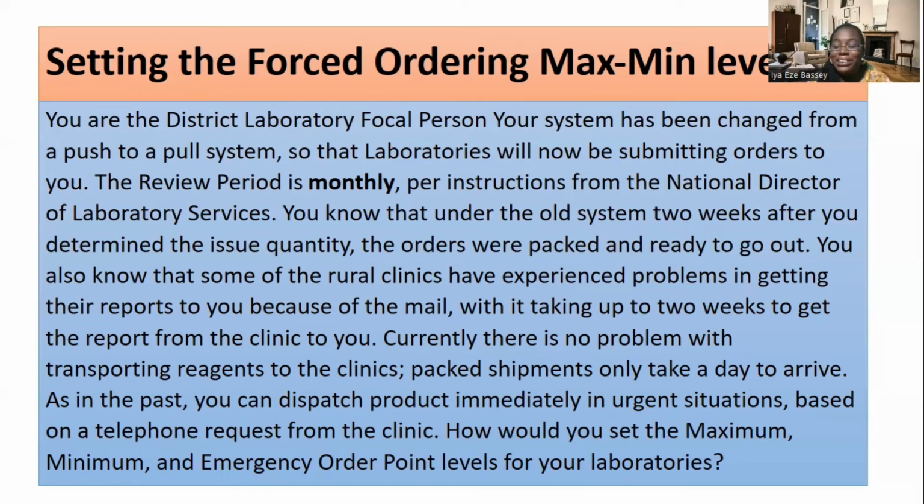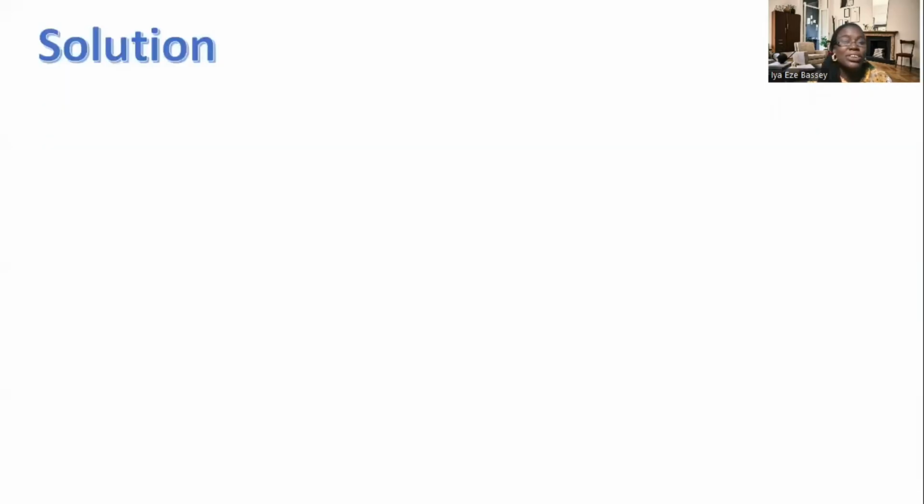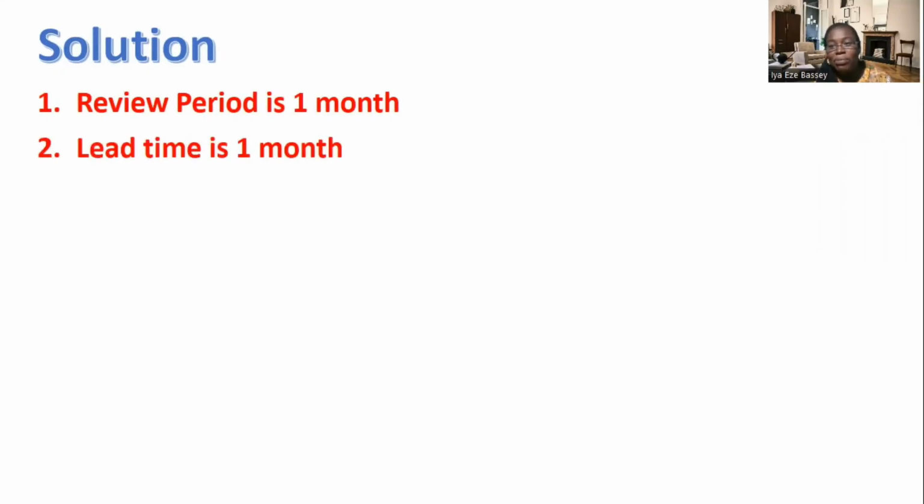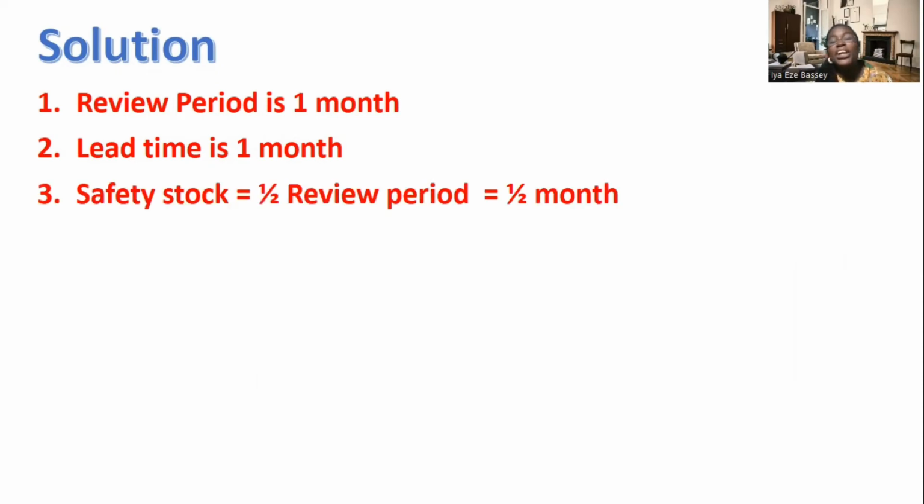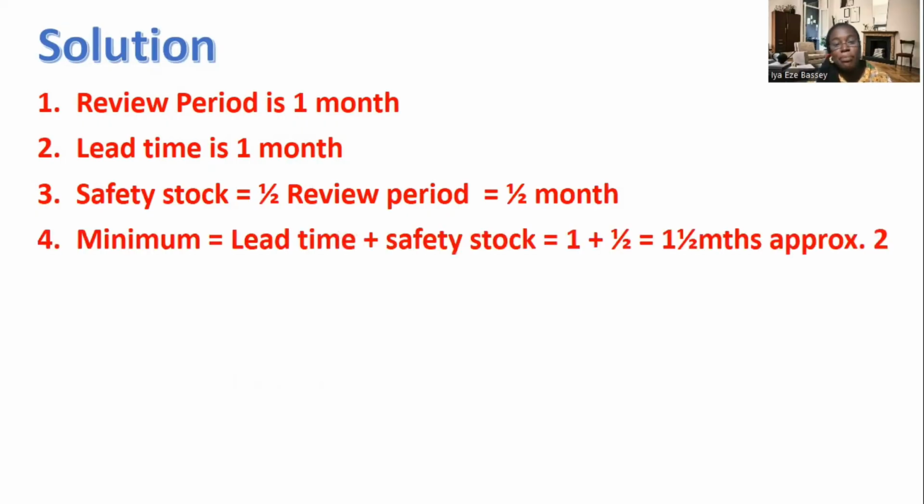All right. So with that data in hand, what is our solution to finding the max, min, and emergency order point for this system? Your review month is 1 month. Your lead time is 1 month because the mail has to get to you, and then when it gets to you, you need about 2 weeks to look through it, package whatever is needed and send. So lead time is 1 month. Then your safety stock is half of the review period, which is half a month. Your minimum will be your lead time plus your safety stock, which is 1 month plus half a month, giving you 1.5 months. Usually we like to be conservative, so we round it up immediately to 2.